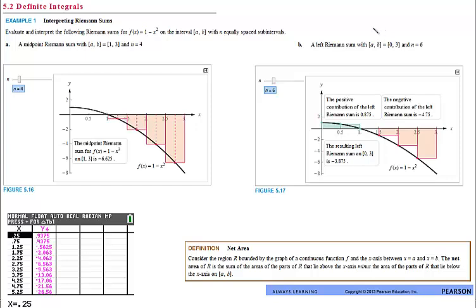Section 5.2 begins with a discussion of the Riemann sum. We're revisiting that so that we can move towards something called a definite integral. And the Riemann sum is a finite version of a definite integral. First up, they've asked me to remember my Riemann sum.